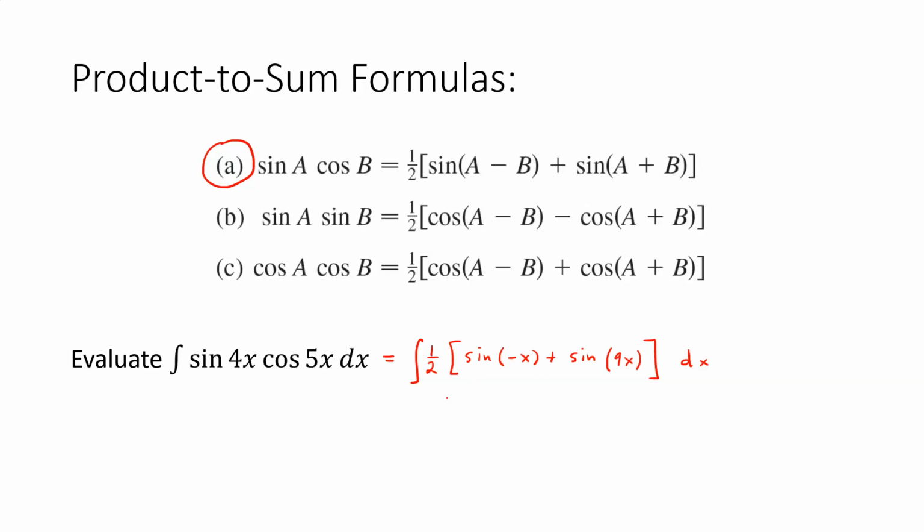And now I can just integrate each term separately. So the integral of sine x will be negative cosine x, and then dividing by the negative 1 that we have there, it'll be positive cosine x. The integral of sine of 9x will be negative cosine of 9x over 9. Plus c.